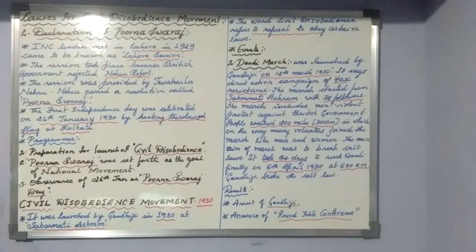Last class we started with the new concept, national movement and Mahatma Gandhi. Already one phase of the national movement was launched by Gandhiji, that is the non-cooperation movement. We have already discussed in the previous class the causes for the non-cooperation movement: the Jallianwala Bagh tragedy, the Rowlatt Act, and the Khilafat movement.